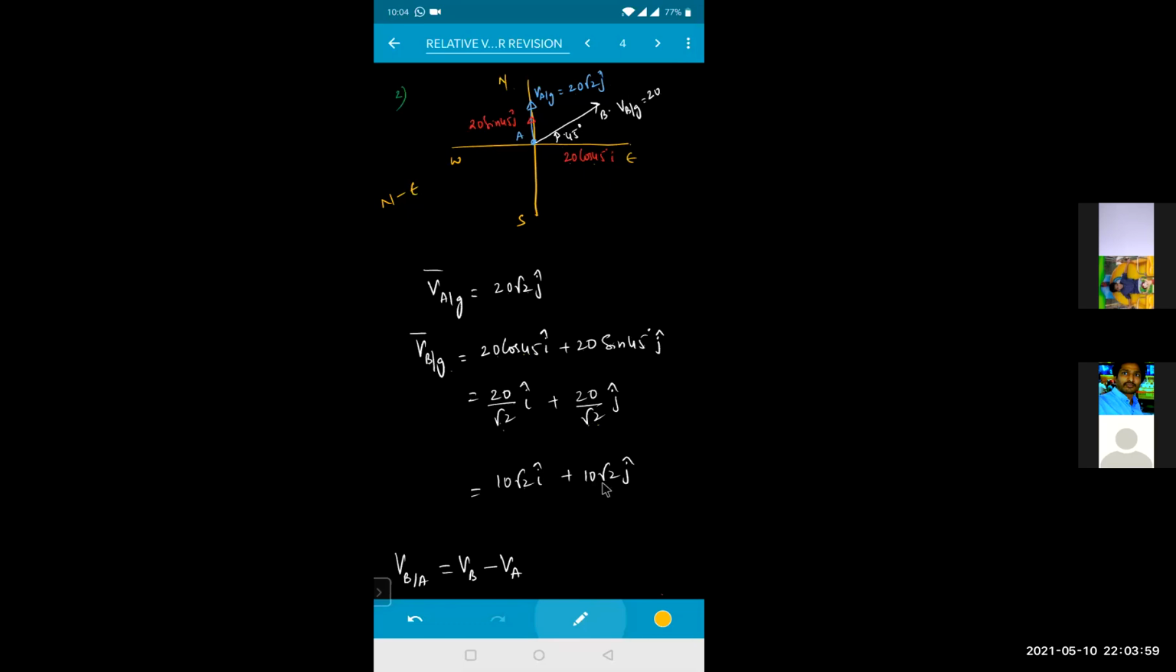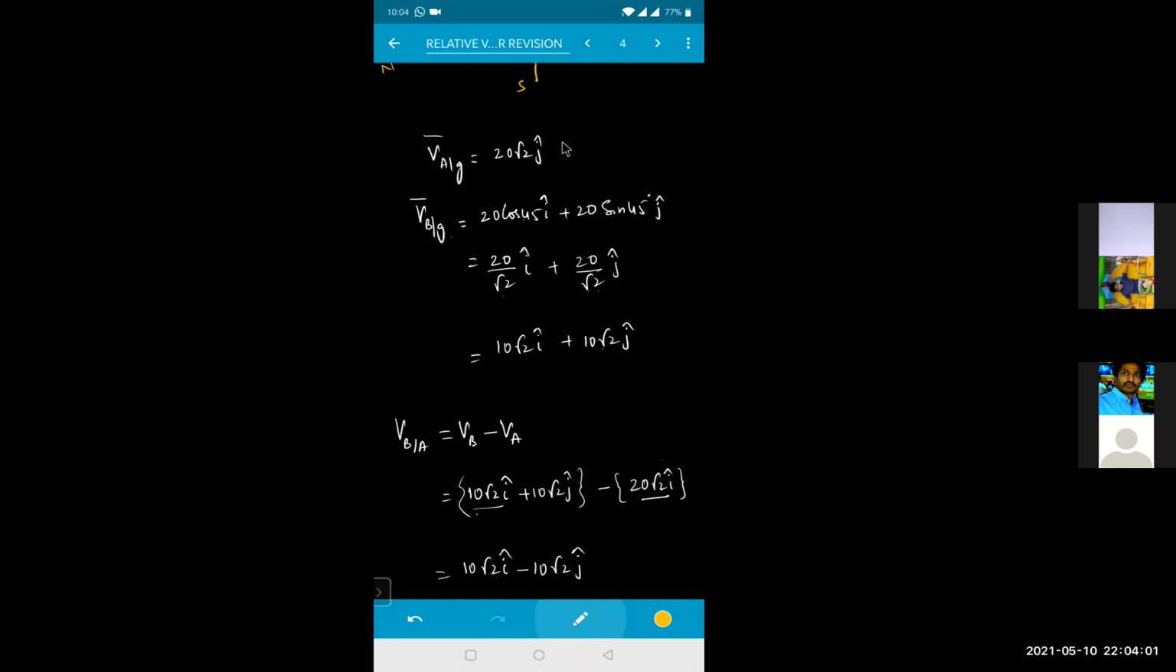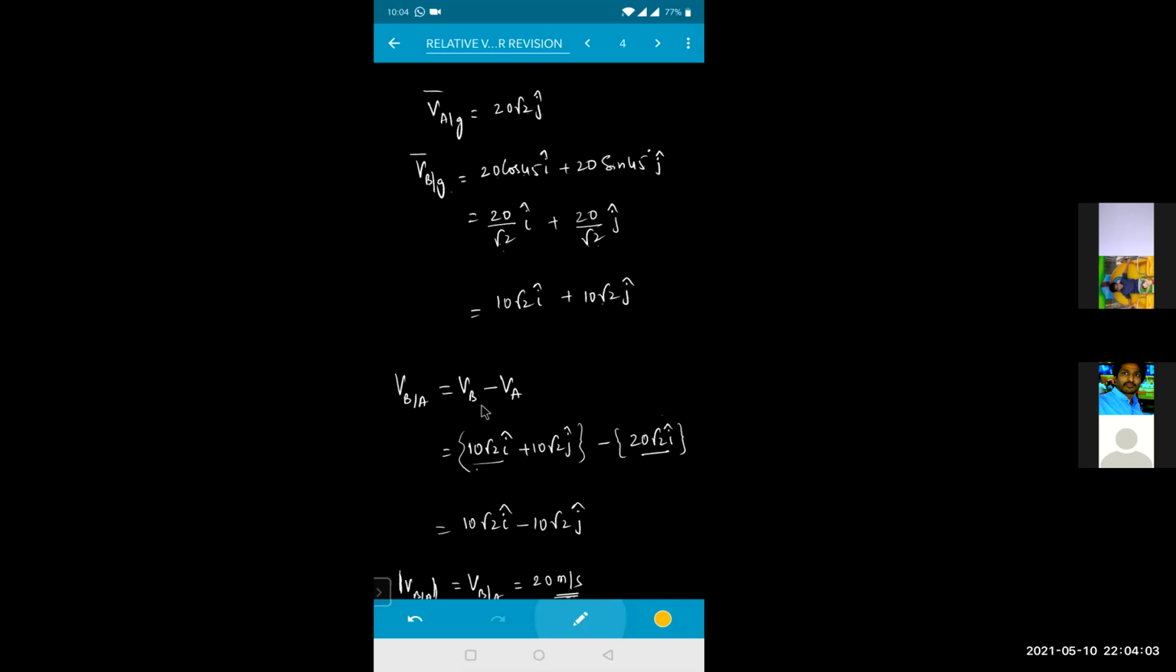So it is 10 root 2 i cap plus 10 root 2 j cap. Now I need to calculate the velocity of B with respect to A. So velocity of B minus velocity of A. Velocity of B I got right now is 10 root 2 i cap plus 10 root 2 j cap. Velocity of A is minus 20 root 2 i cap. i cap and i cap, to simplify that, we get 10 root 2 i cap minus 10 root 2 j cap.